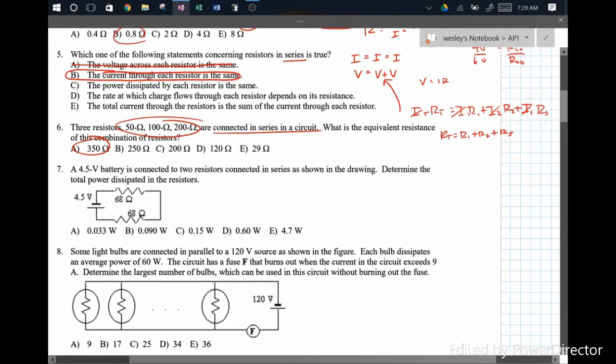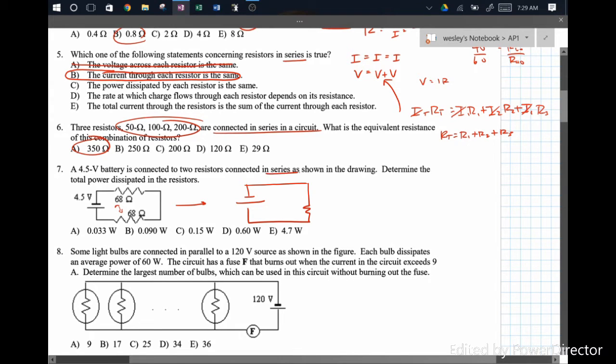Number 7, a 4.5 volt battery is connected to two resistors in series as shown in the drawing. Determine the total power dissipated by the resistors. So, that's a complicated-ish circuit. What we can do is make it less complicated by adding our two resistors together.